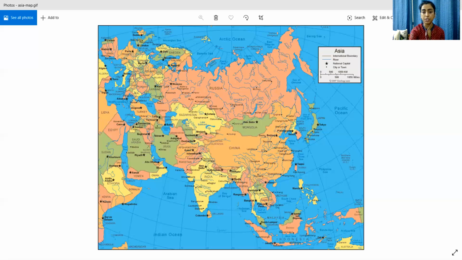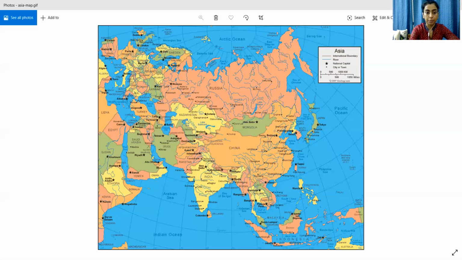Let's see, India shares its land boundaries with Pakistan and Afghanistan in the northwest, then China, Nepal, and Bhutan in the north, and Myanmar and Bangladesh in the east. So these are our neighboring countries. Apart from these, we also have some neighboring island countries. What are the two island countries? The island countries are Sri Lanka and Maldives. You can see here, Sri Lanka is our neighboring island country, and we also have Lakshadweep near the Maldives, which is also an island country.